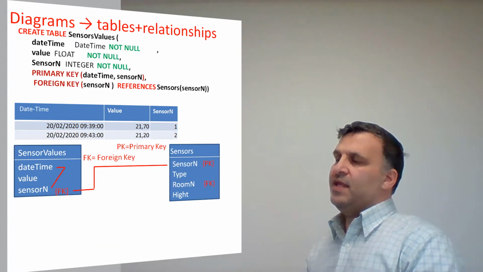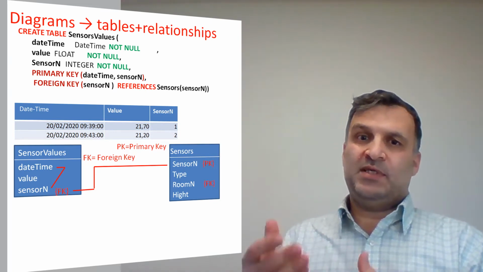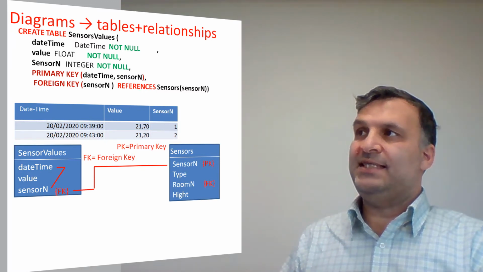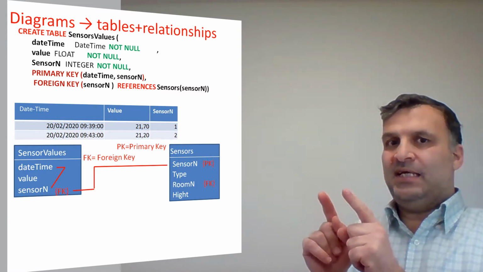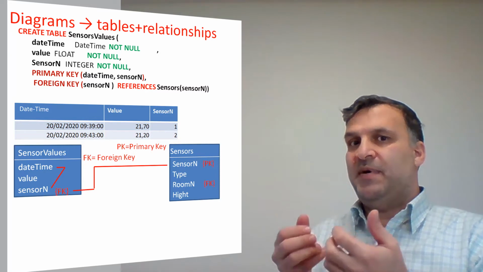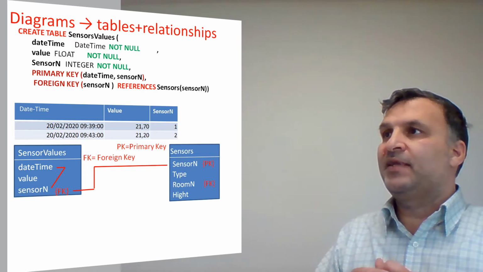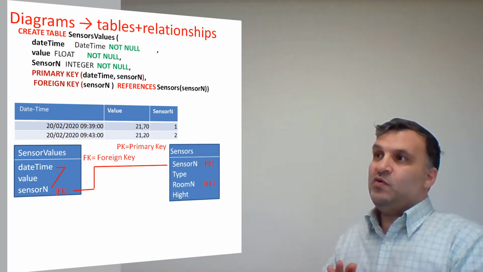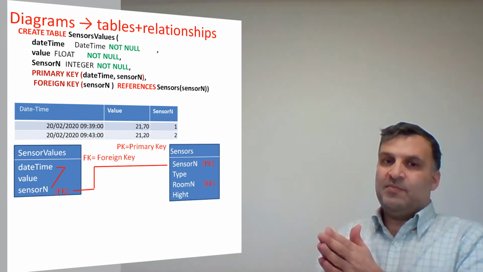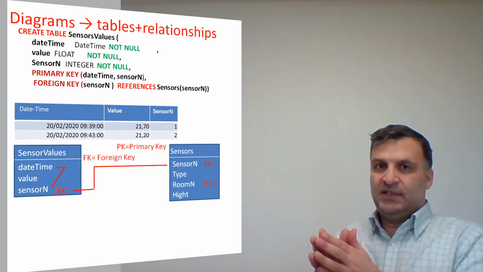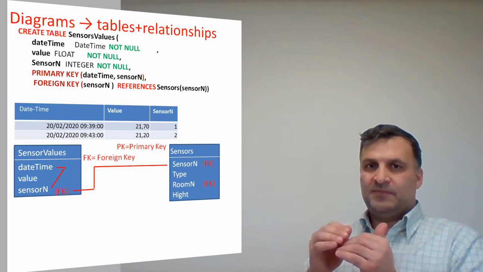If we go to the next table, we can see that we can create it with similar instructions. Create table sensor values, date time. It is from type date time. We should pay attention that it is a type that is accepted by the database management system in order to represent the date and the time. We have a value float. Why is it float? It is float because what we receive from the sensor is not integer.